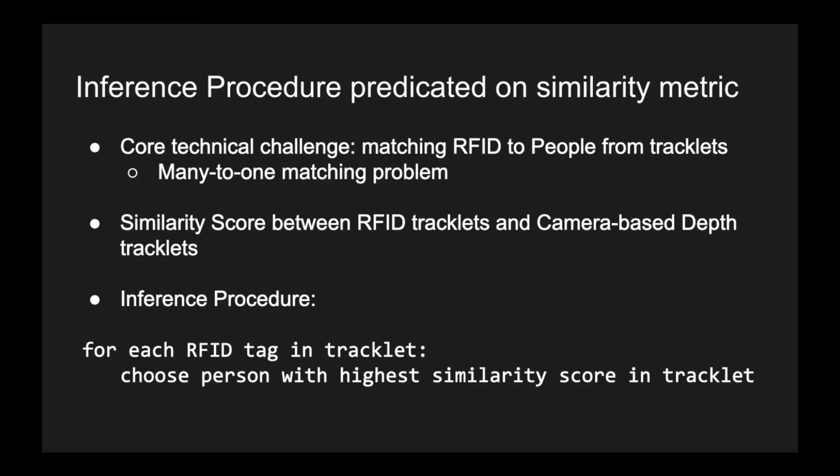In an effort to find a solution that worked well in variable traffic environments, we designed an inference procedure that builds a similarity score between RFID tracklets and camera-based depth tracklets. This approach does not impose strict assumptions on the environment, and it captures the many-to-one property that characterizes the problem of object tracking, because a similarity score is computed for every person-object pair. This means multiple objects can be mapped to the same person, a very probable occurrence in the real world.